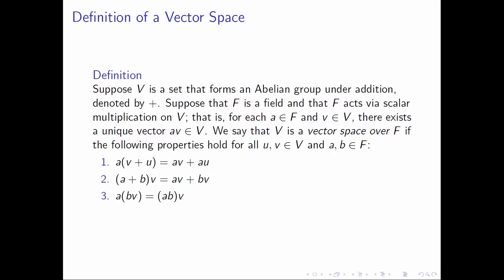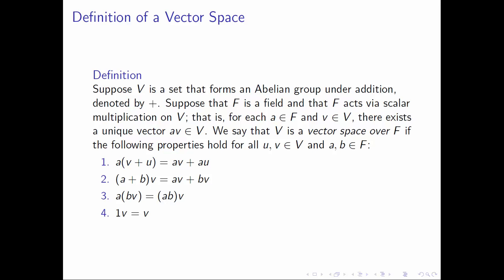The third property we require is we require the action to be associative. So if I first act on the vector v by b, and then later act by a, this should be the same thing as if I first perform the multiplication within the field, a times b, and then act on the vector v.